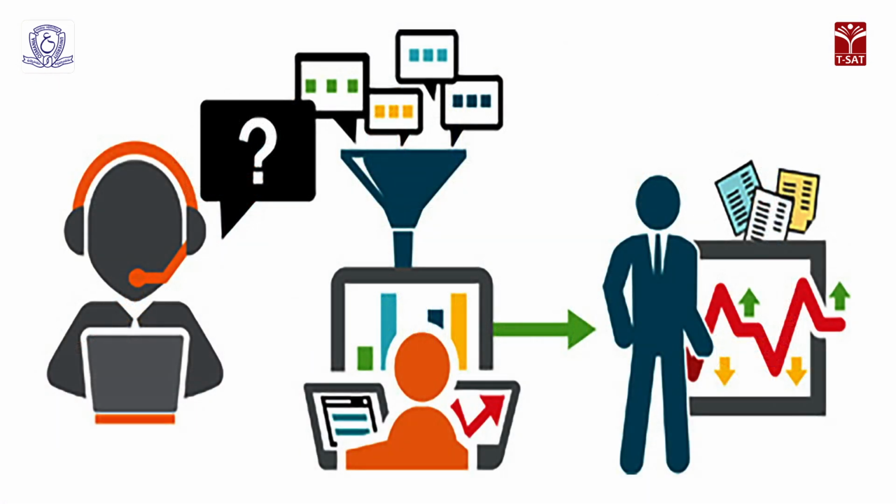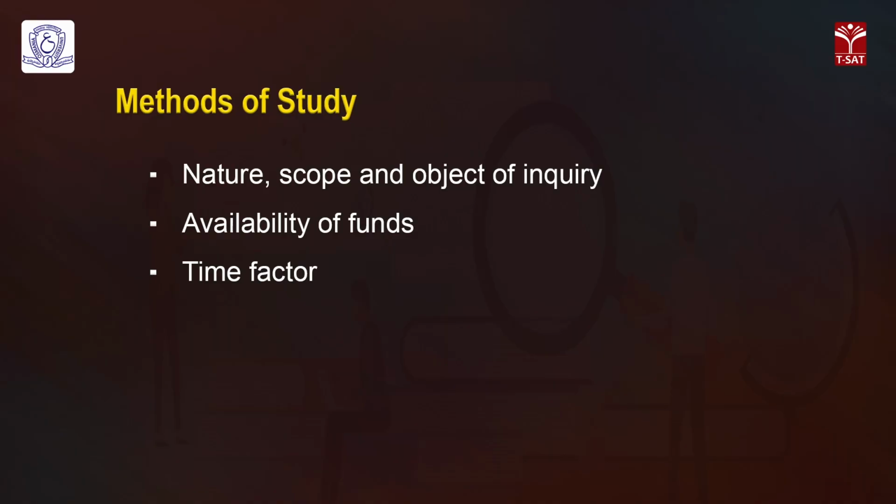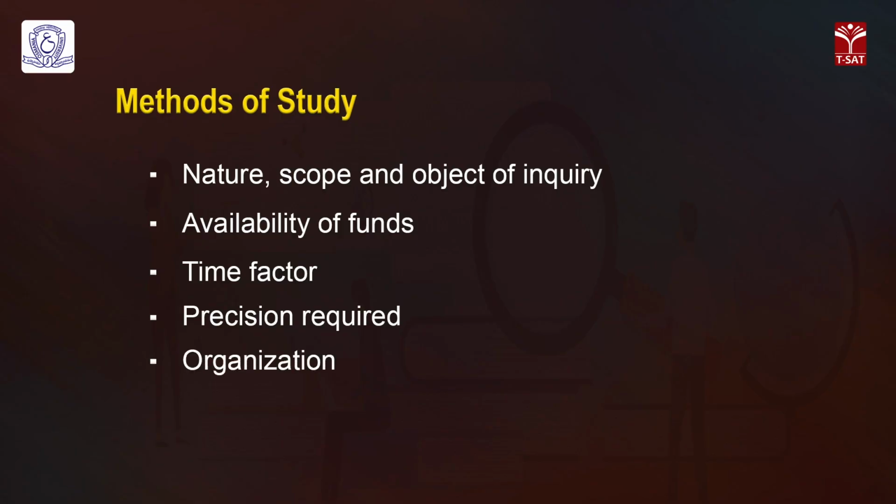Some methods take relatively more time, whereas with others the data can be collected in a comparatively shorter duration. The time at the disposal of the researcher thus affects the selection of the method by which the data are to be collected. Next, precision required. Precision required is yet another important factor to be considered at the time of selecting the method of collection of data. Next, organization.